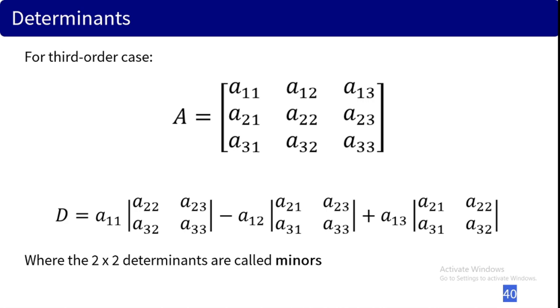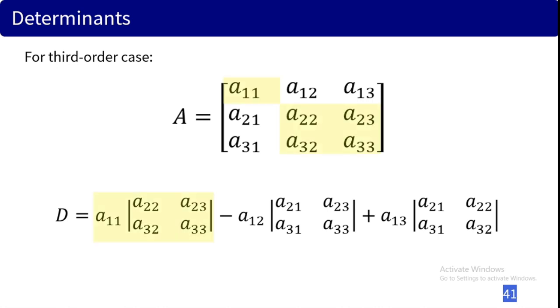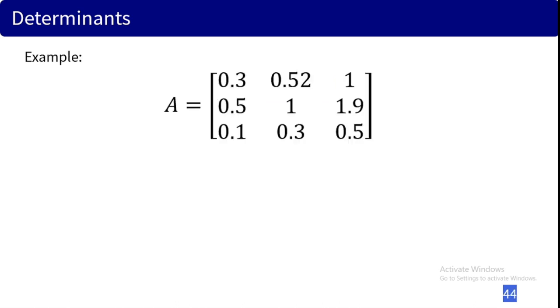Okay, so in order to understand more about obtaining determinants, for this third order case, we will consider another example. But first, this is how we obtain the expression for determinants. You can see the pattern here. Next, a12 is multiplied by the minor determinant below, and a13 is multiplied by this set of elements representing the determinant, or the minor. Okay, so let's consider this example.